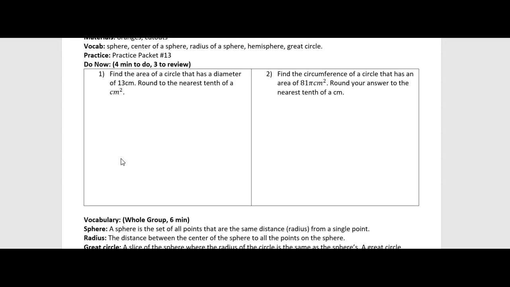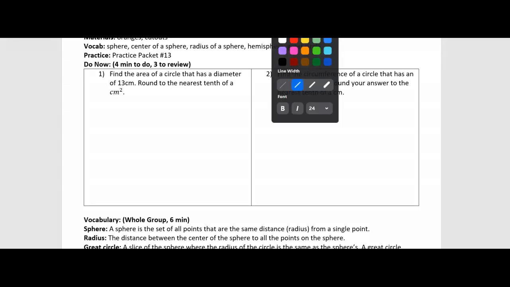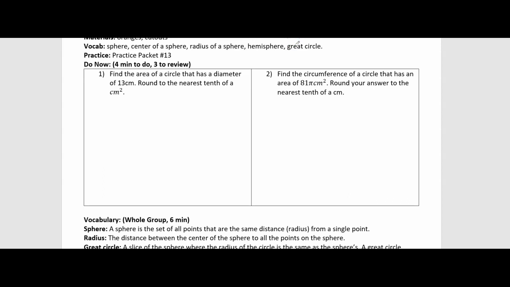Okay, so number 1 says find the area of a circle that has a diameter of 13 centimeters, round to the nearest tenth of a square centimeter. So we have to know what area of a circle is. Based off of our previous lessons, we should know that that's pi r squared. Diameter is 13, which means our radius is equal to 6.5. Diameter is twice the radius, or radius is half the diameter. So I get A is equal to pi times 6.5 squared.